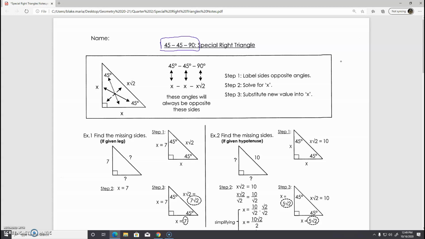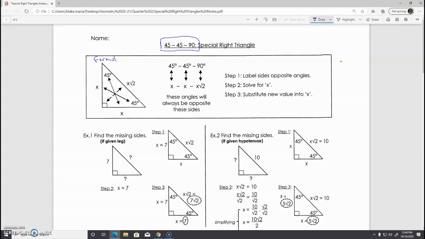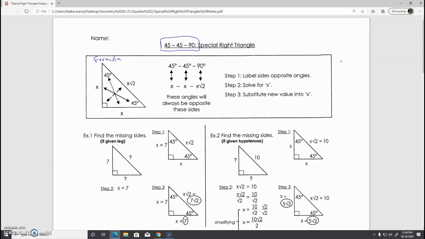And this picture right here is actually your formula. Okay, that is your formula. X root 2. So notice your legs across from those 45-degree angles should be labeled with X, and your hypotenuse should be X root 2. So the X root 2 is actually your formula. So you're always going to start with that formula.